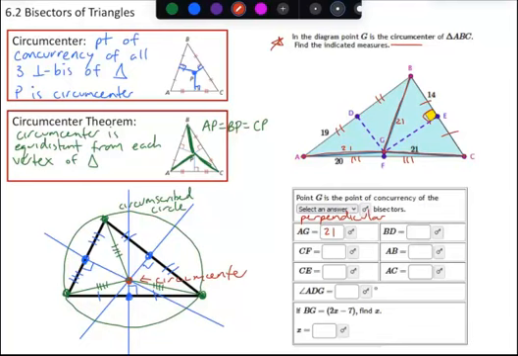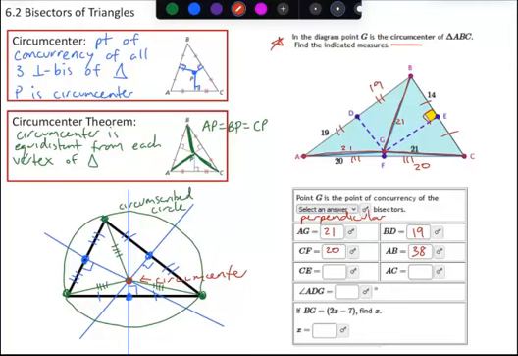Okay, BD, this whole distance here, you see 2 tick marks. That means that BD is also 19. CF is this 3 tick marks, so that means that this is also 20. Just like AF was. AB, this whole length is 2 19s, which is 38.